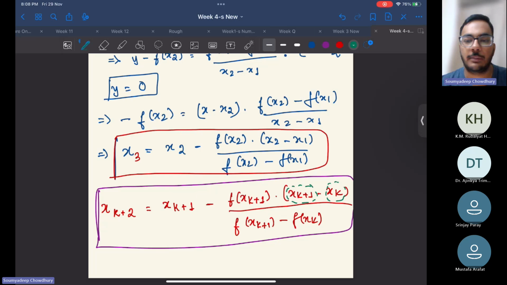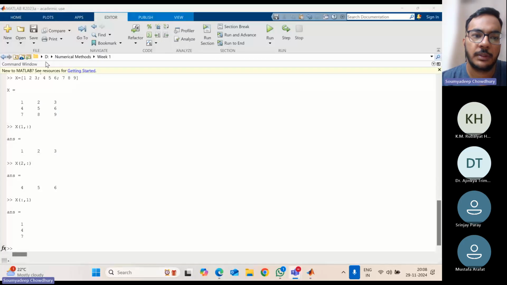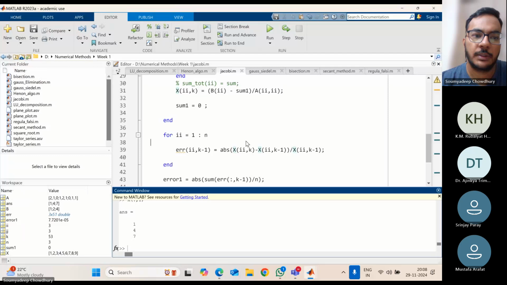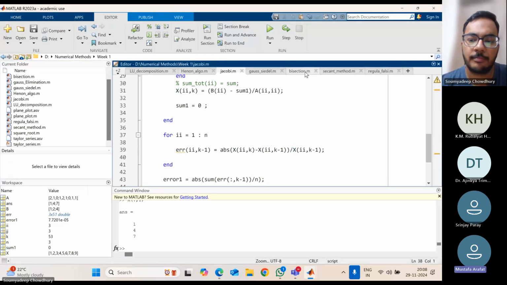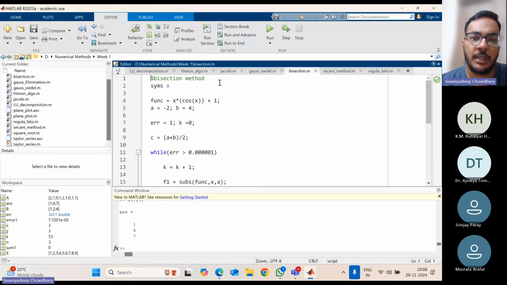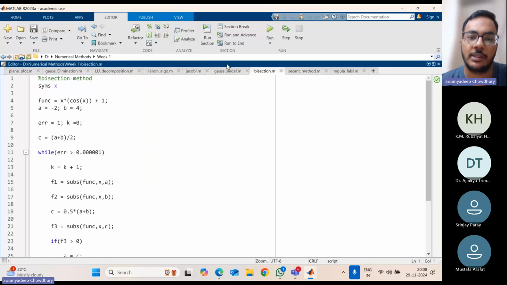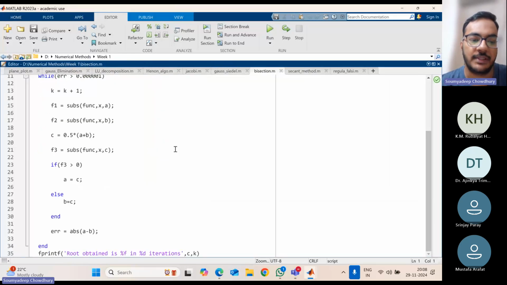Okay, so I'll show the MATLAB code for this. Is the screen visible? Yes, sir. Okay, so first I'll show the bisection method, and the second method will be homework for you. Last week there was no homework, so this week there will be two homeworks.